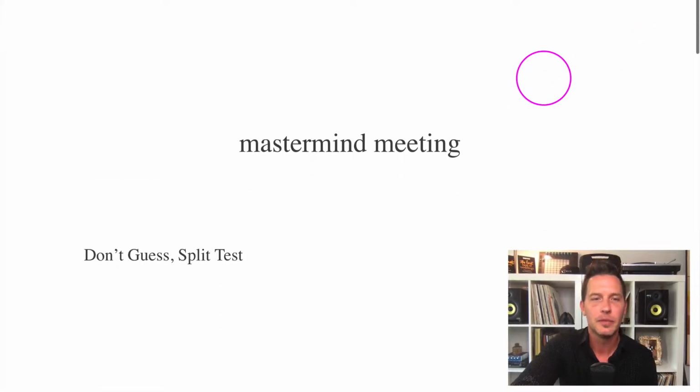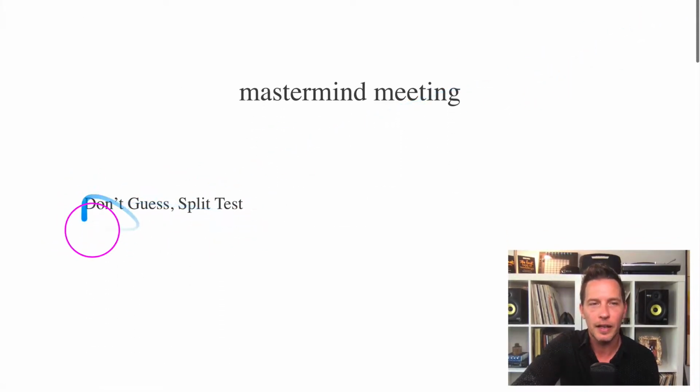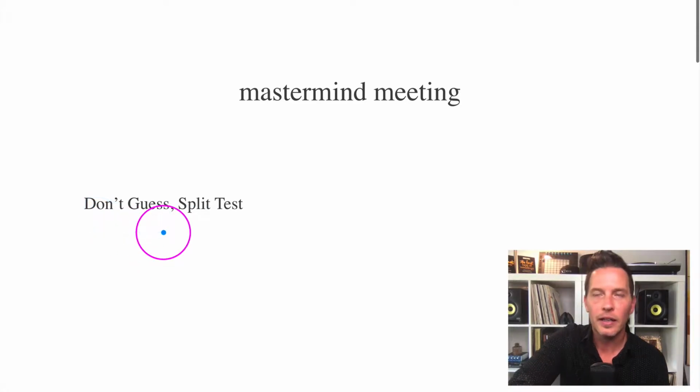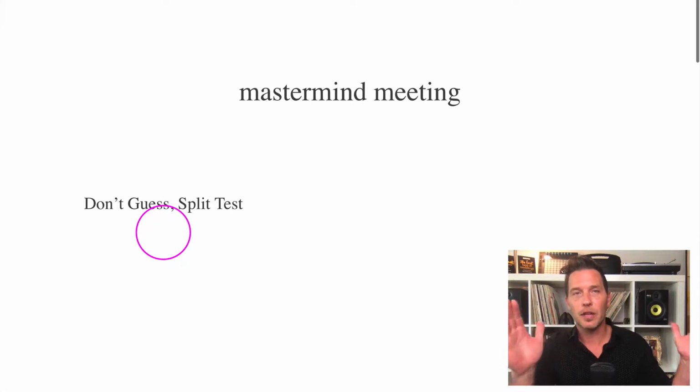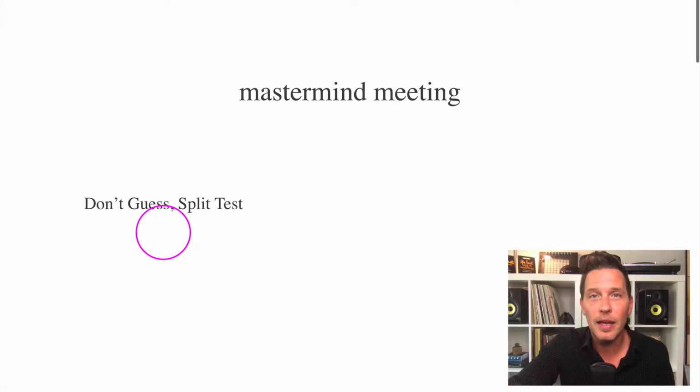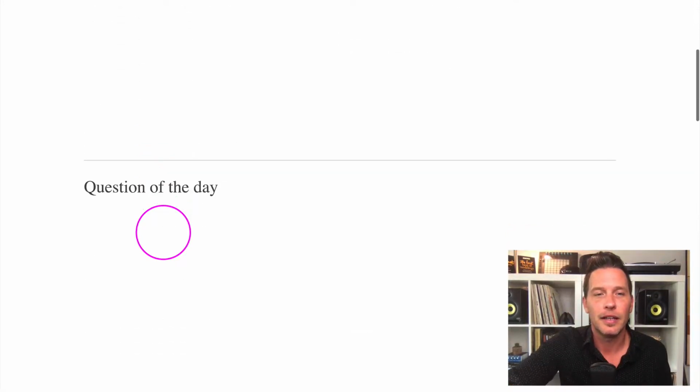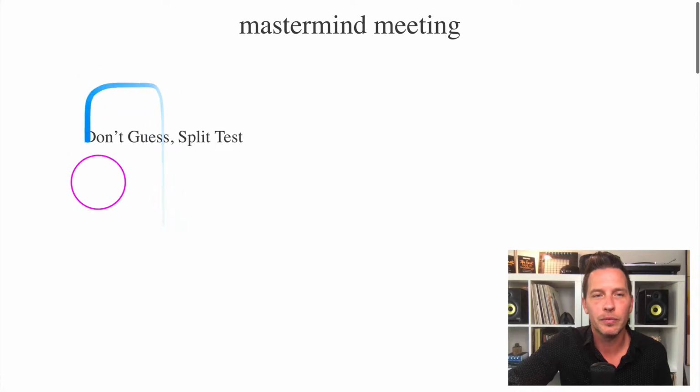So here's the deal. Don't guess, split test. You know how we split test Facebook ads? Like you can put 6 different pictures up there and see which one people are clicking on, or 6 different headlines and see which one people are clicking on. You can do the same thing with your website. Isn't that cool? So that's what we're going to go over.